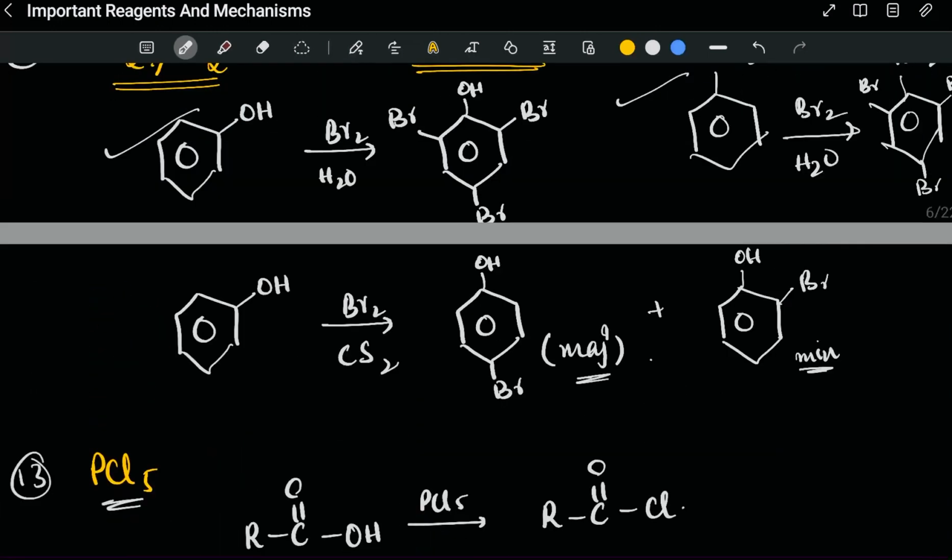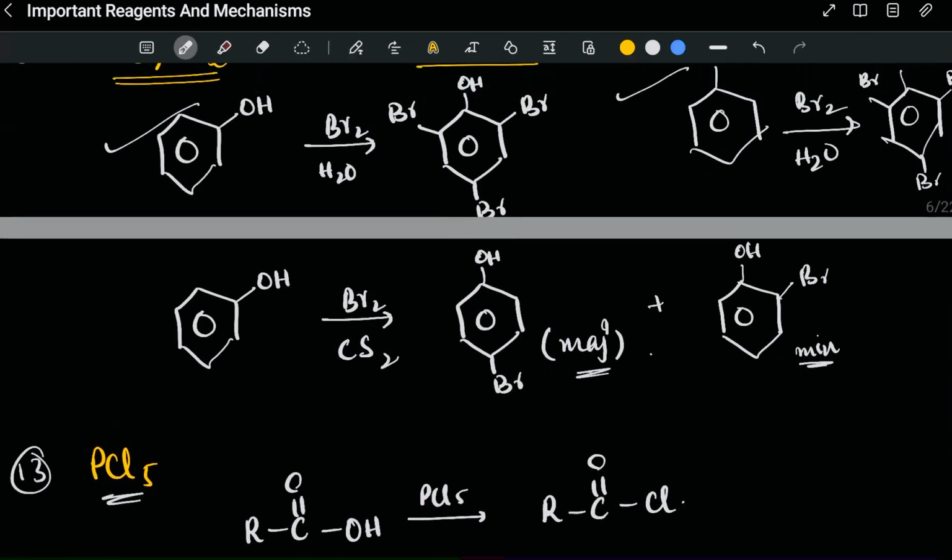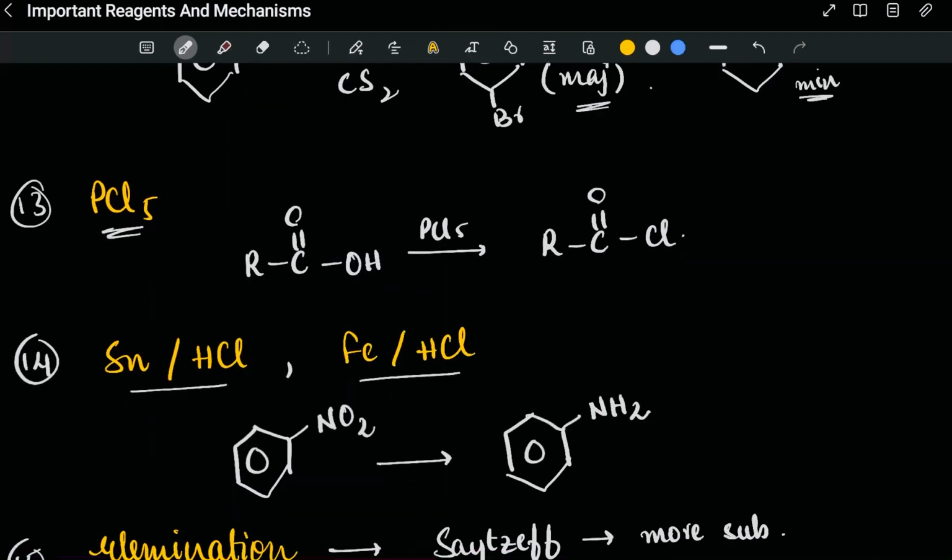So you can photographically remember that whenever we are using bromine water, then a tribromo compound is formed. Okay, now PCl5. PCl5 is also an important halogenating agent, but it will just convert acids into acid chlorides. So PCl5 does this, just remove OH and put Cl.